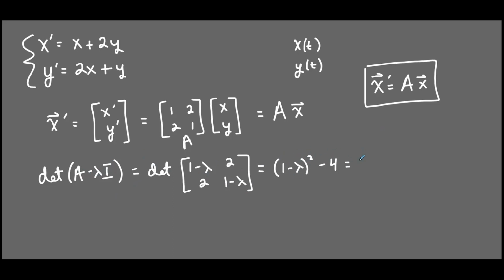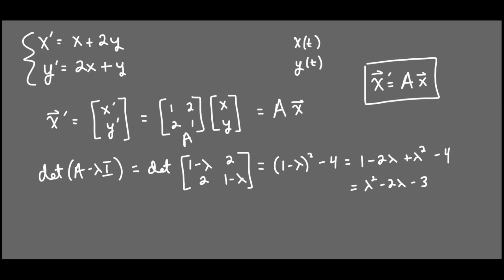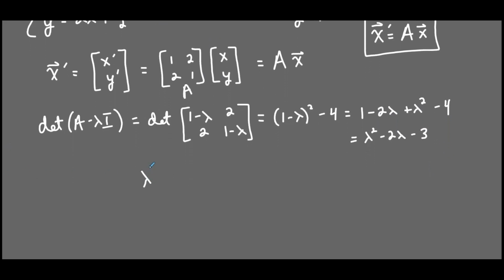So let me multiply this out. So it's going to be 1 minus 2 lambda plus lambda squared minus 4. So I get lambda squared minus 2 lambda, and then 1 minus 4, that's minus 3. So you set this determinant equal to 0 and solve the equation for lambda.